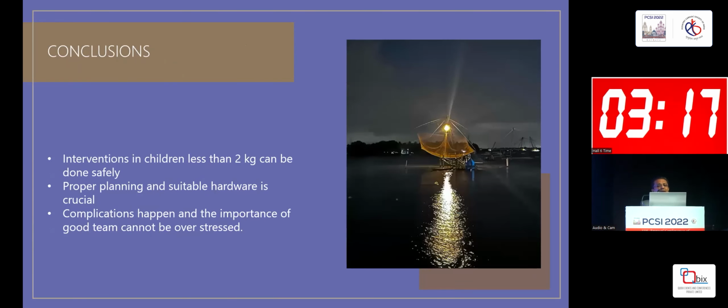To conclude, intervention in children less than 2 kgs can be done safely. Proper planning and suitable hardware is essential and crucial. Complications happen, and the importance of a good team cannot be overstressed.